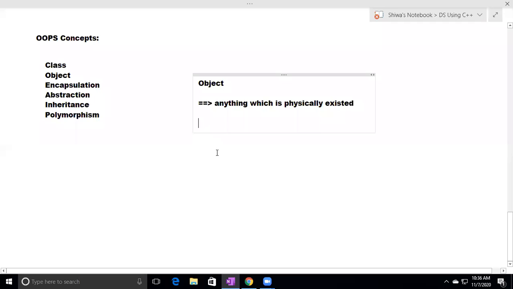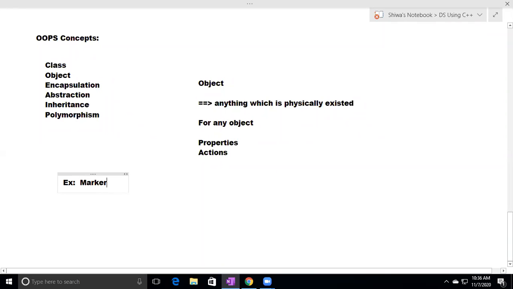So for any object, some properties will be there, and that can be used to perform particular actions. For example, I'm taking marker as the example. Marker is physically existed, so marker is the object. So what are the properties of the marker?